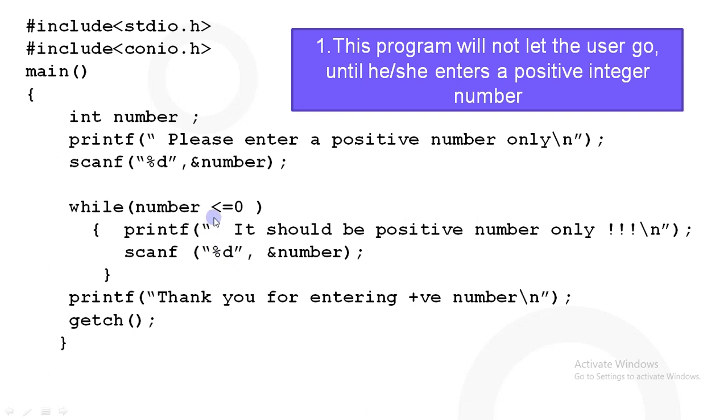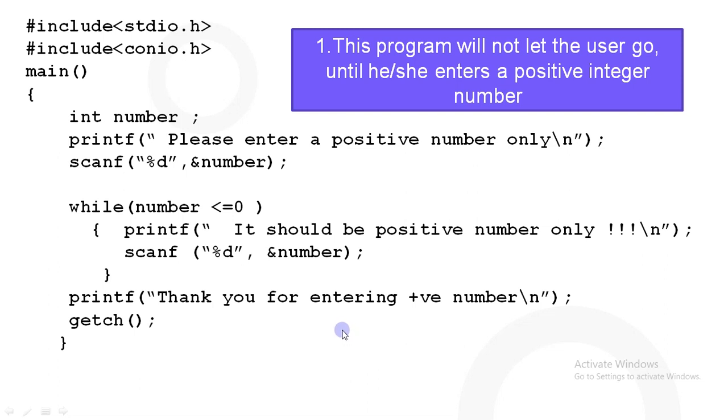Okay, if the user enters a positive number, then this statement will be printed: thank you for entering the positive number. Then it will be there for a while on the screen because of getch. On the other hand, if the user straight away enters a positive number to start with, the control will visit this. Anyway, it is not true, therefore it will come over here directly and print, thank you for entering positive number.